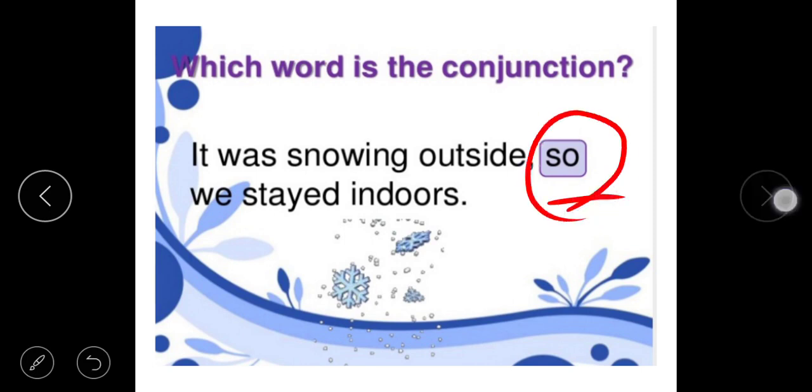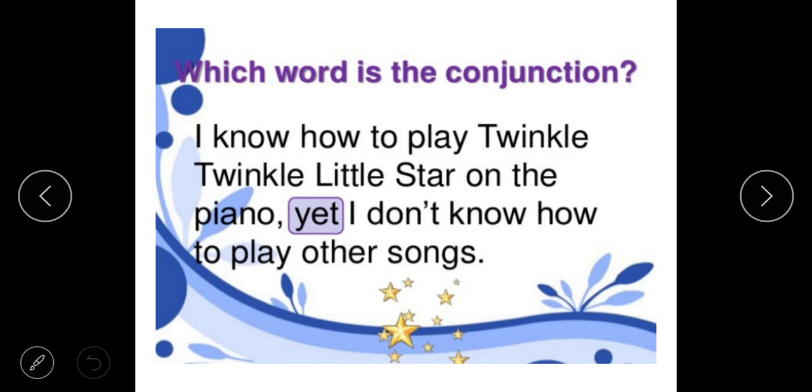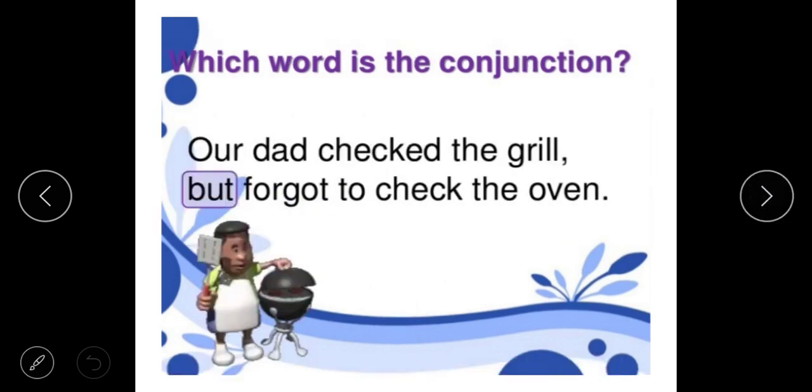Okay, next, I know how to play Twinkle Twinkle Little Star on the piano, yet I don't know how to play other songs. Yet is what? It is again telling the reason: I know how to play Twinkle Twinkle Little Star on the piano, but yet, meaning you are emphasizing here, I know, yet I do not know how to play other songs.